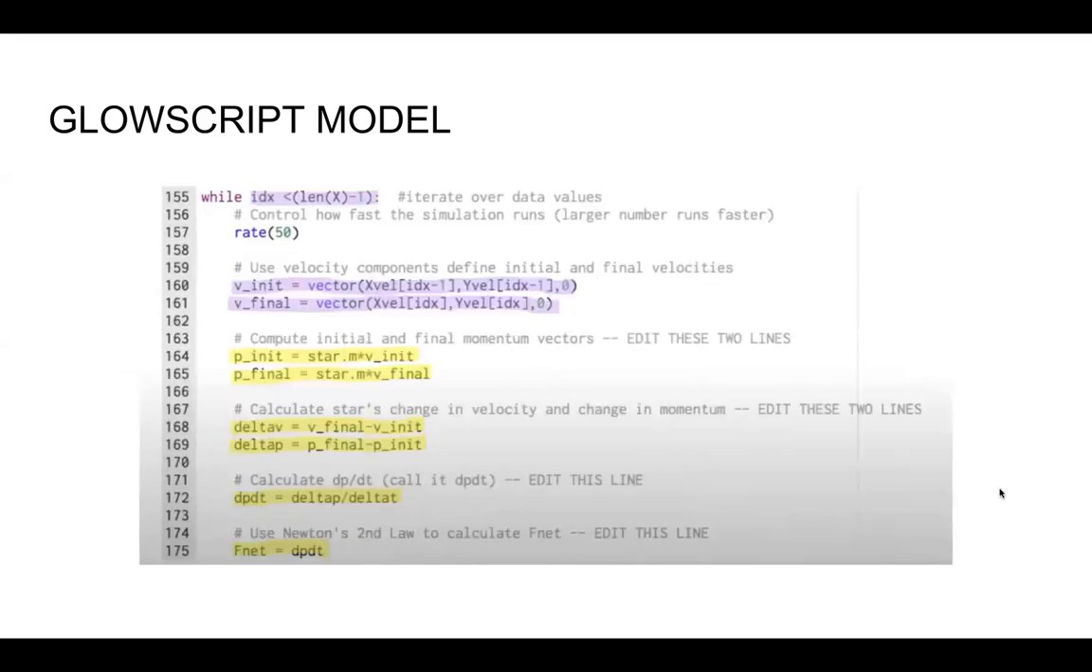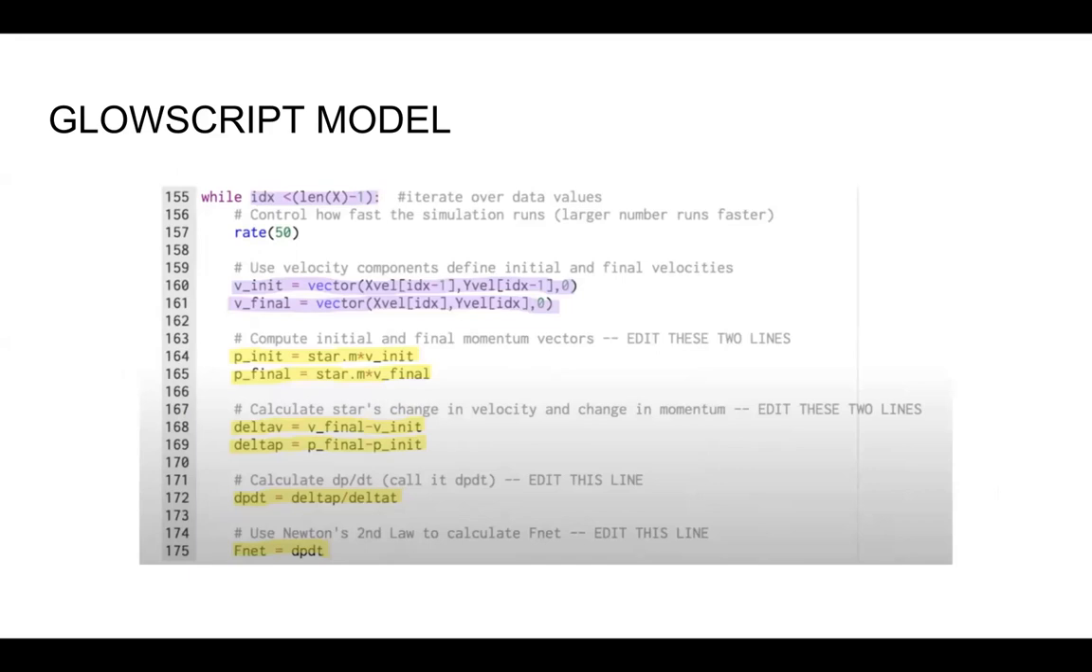In the next while loop, which ran until there were no more observed data points, the initial and final velocities were defined from those points. Then the initial and final momentums were calculated from the definition of momentum, mass times the respective velocity. The change in the star's velocity and momentum followed the formula of final minus initial respective values.